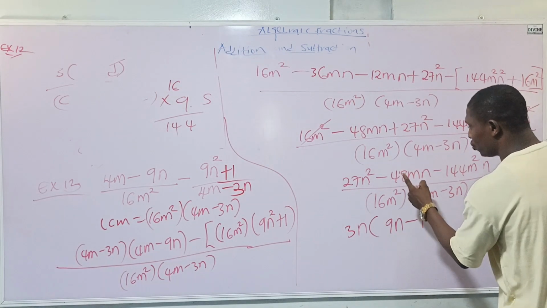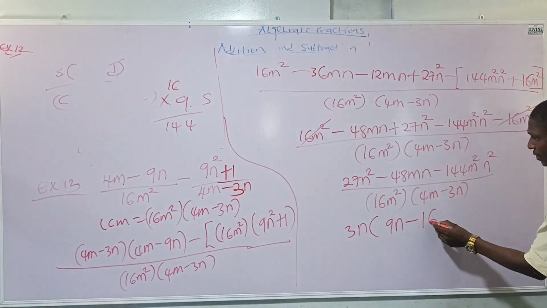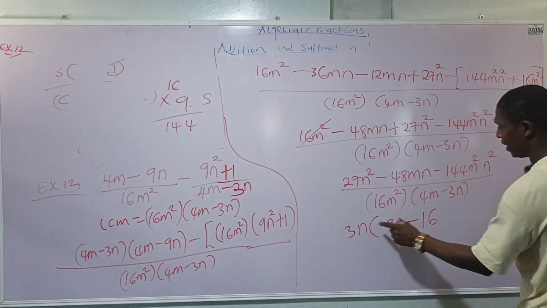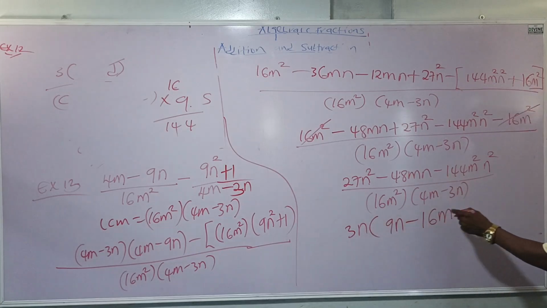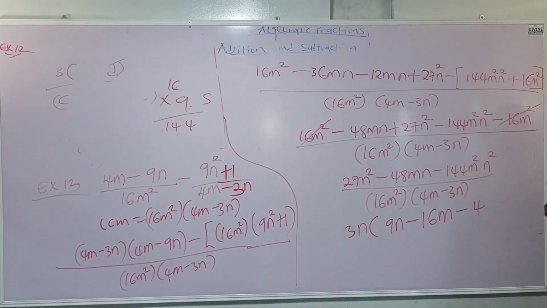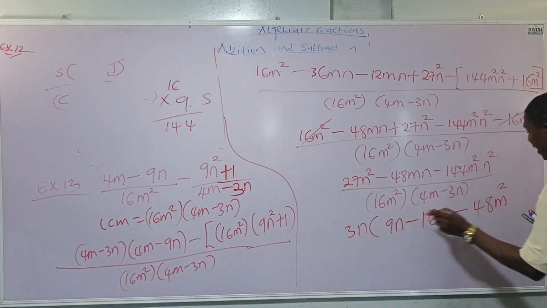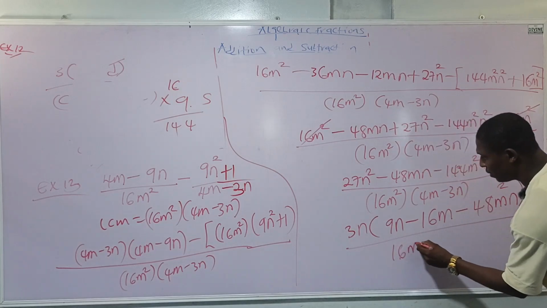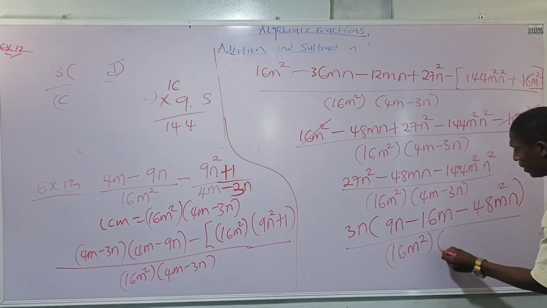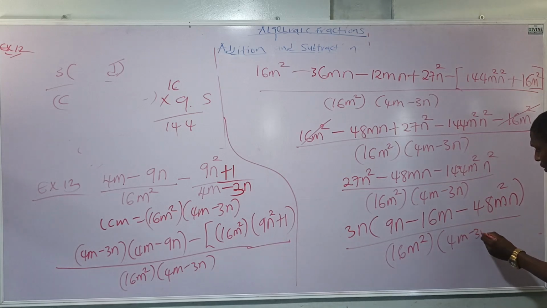Minus 48 divided by 3 gives you 16. Then mn divided by n, I have what? M left. Minus 144 divided by 3 is 48. Which is 48 here. I will put my m square and I'll have n squared divided by n. I have my n left. Close brackets. All over my 16m square in brackets 4m minus what? 3n.